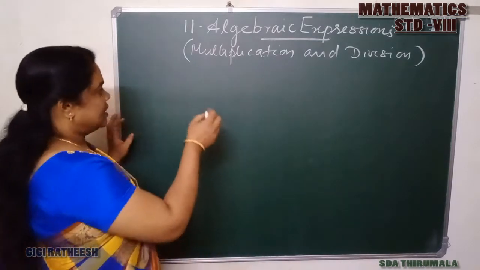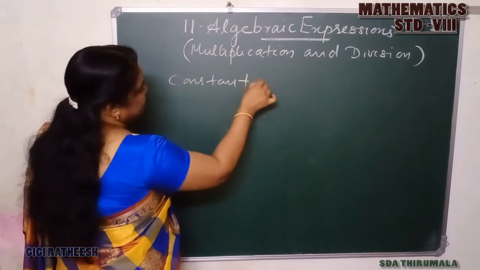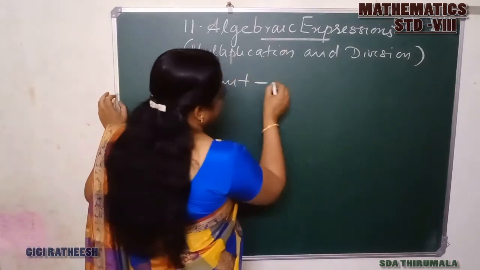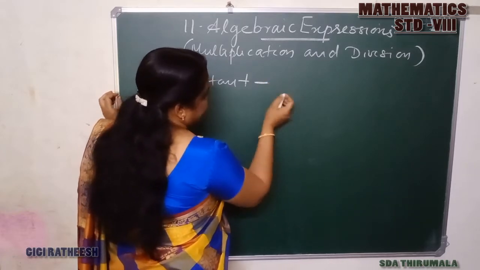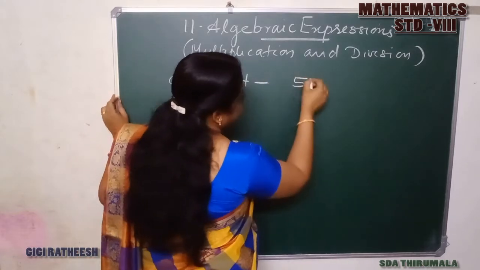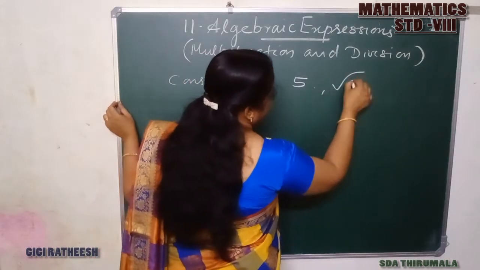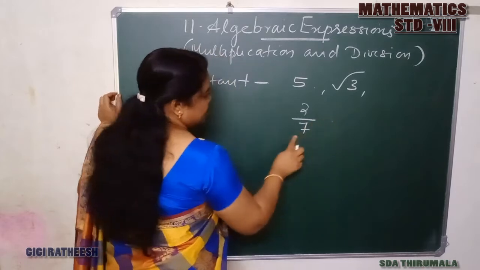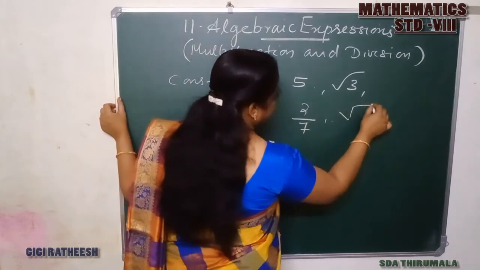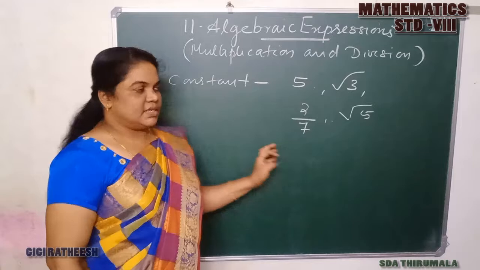What is a constant? A constant is a symbol with a value. That is, if 5 is a constant, this 5 has a value, and root 3 and 2 by 7, root 5, these are all constants. Those which have values are called constants.